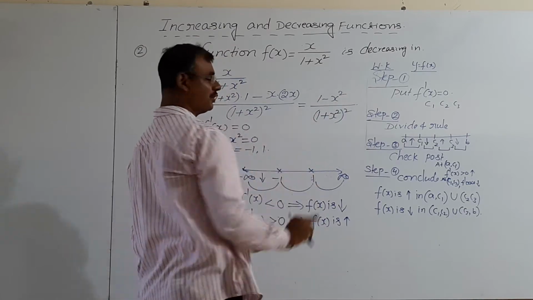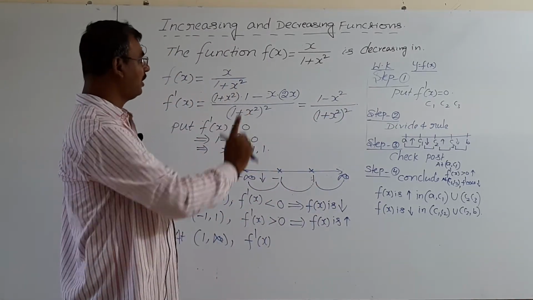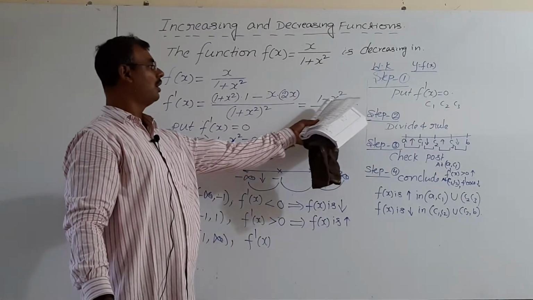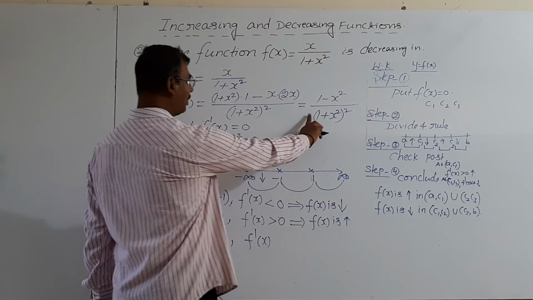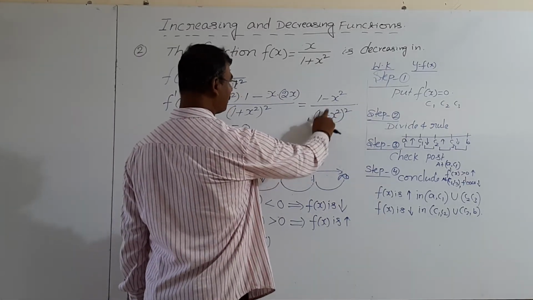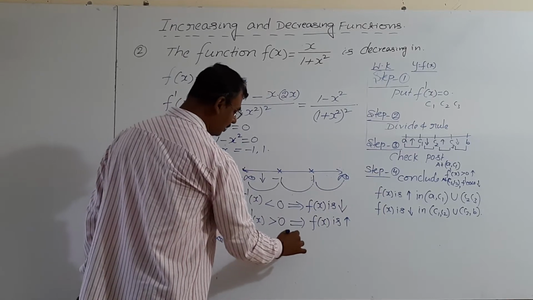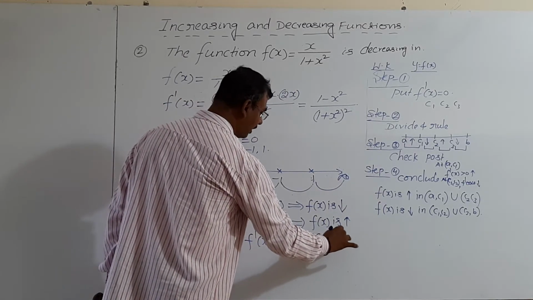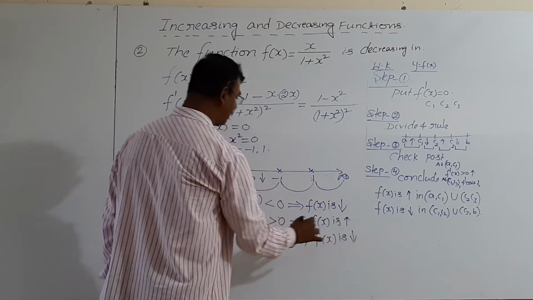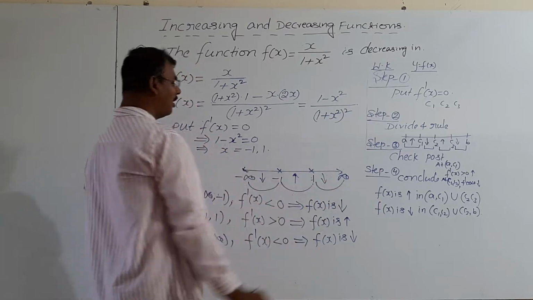The denominator is always positive. You need not worry about the denominator here. Mainly we are thinking about the numerator. There is no second thought here. It is always a positive number. So here 1 minus 4 is negative. So less than 0. What does it mean? f of x is a decreasing function. So here increasing, here decreasing.